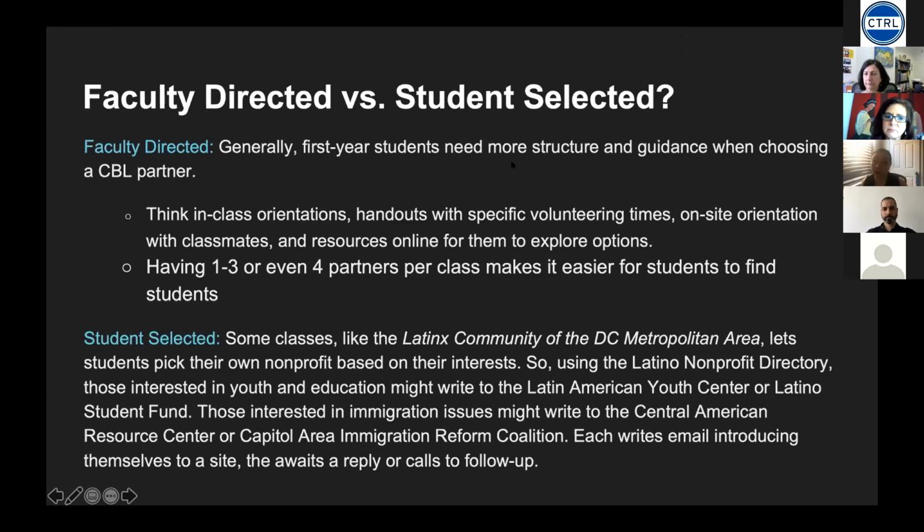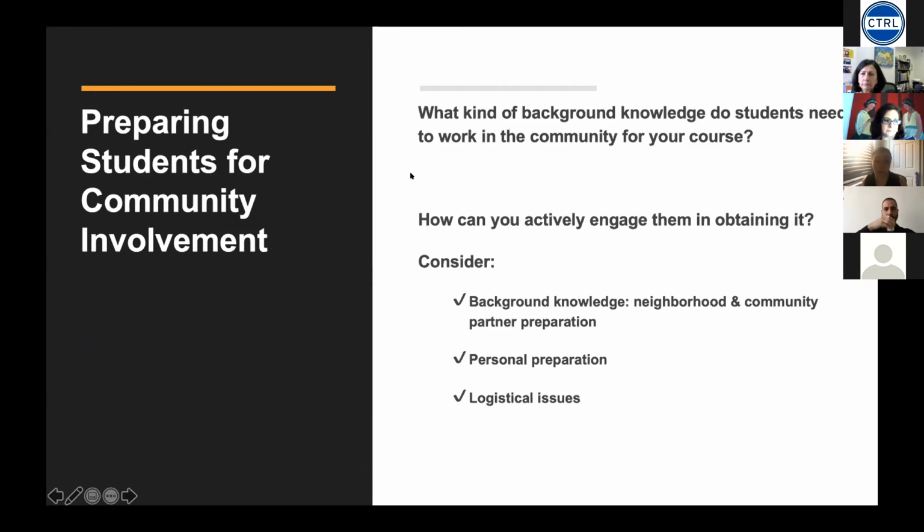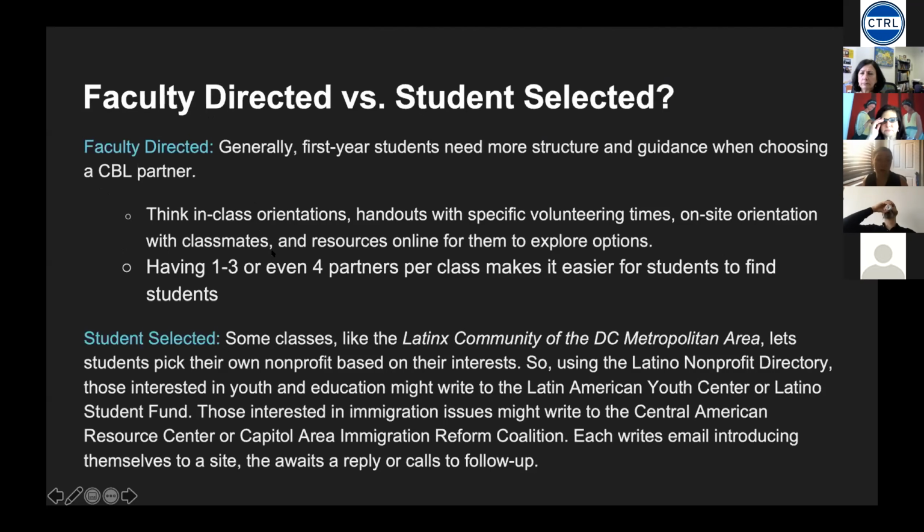Again, I think it depends on the students. There are definitely first-year students that are happy to pick their own community partners. I think pick what works best for your students. Especially for my students in a writing class, when I'm also trying to teach them how to research well and integrate scholarly research, it takes away one of the obstacles. Now, student selected. Marcy, take it away.